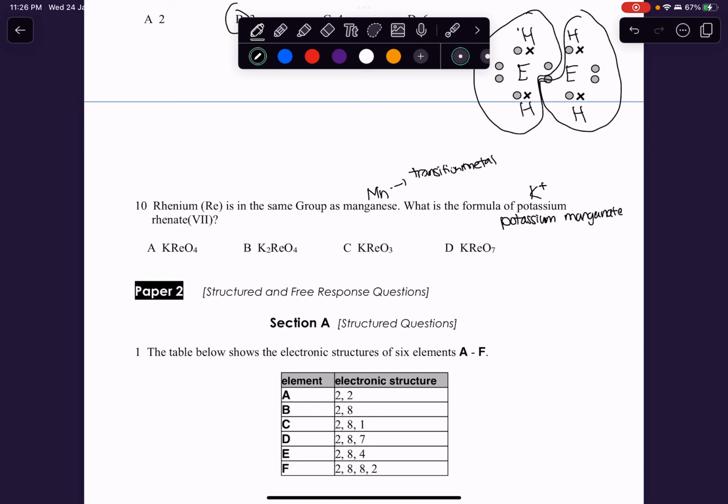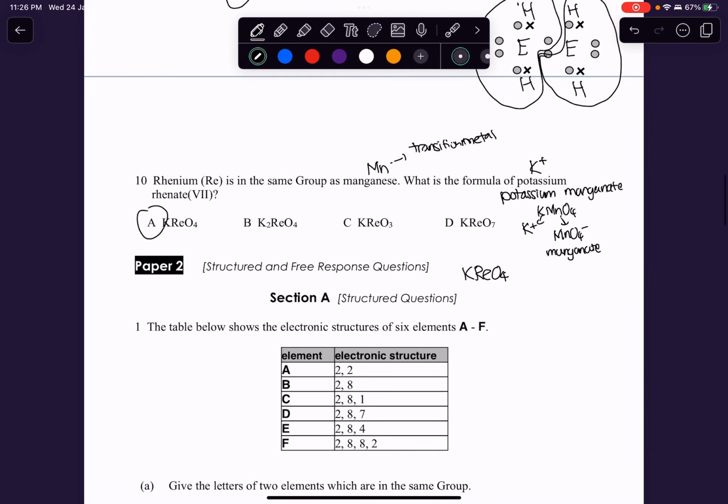So what is the formula of potassium manganate? It is KMnO4, made of K+ and MnO4-. MnO4- is your manganate ion. Since rhenium is in the same group as manganese, you can replace Mn with Re. So it's ReO4- with a K+. Since the charges cancel out, you can just combine them to get KReO4, and the answer is A.